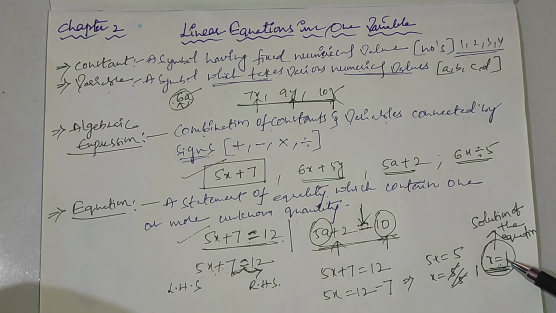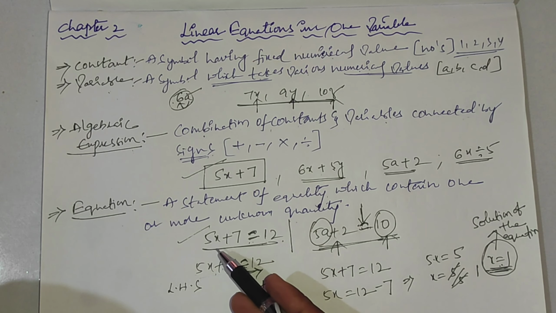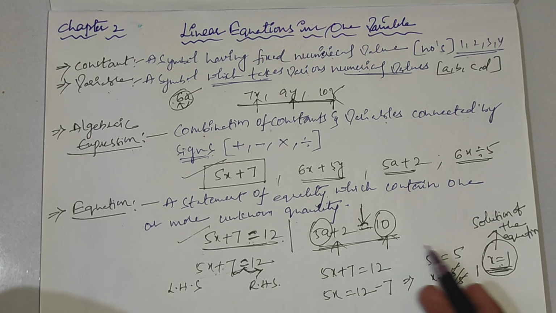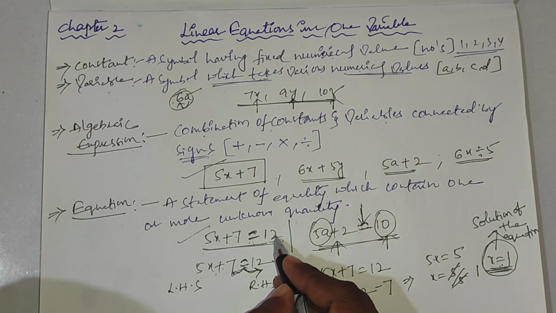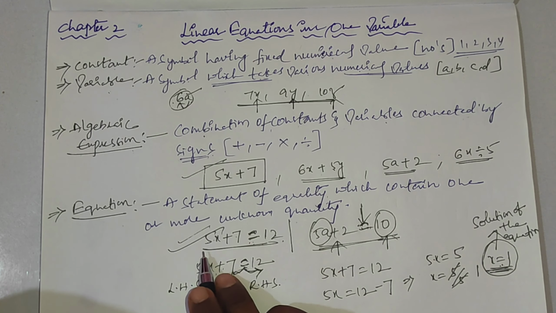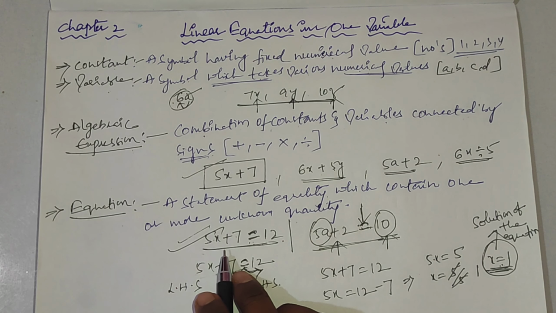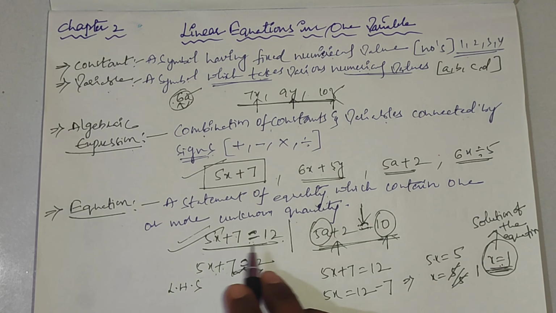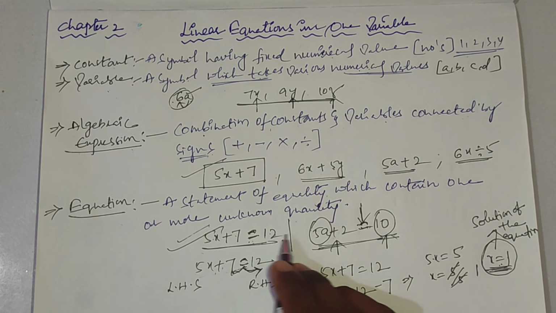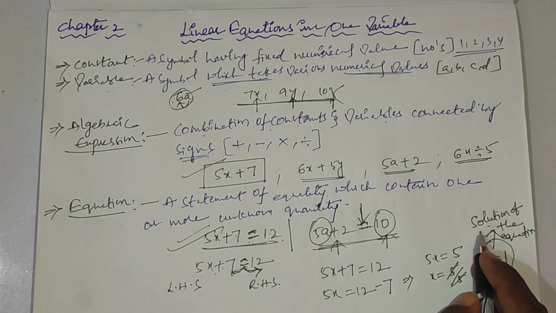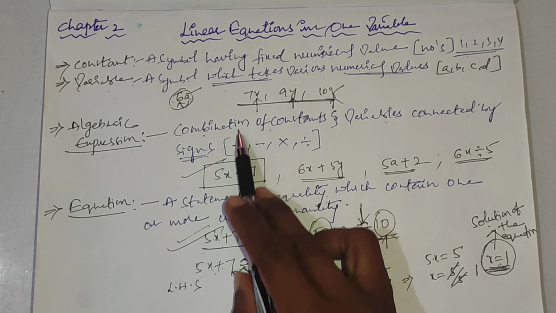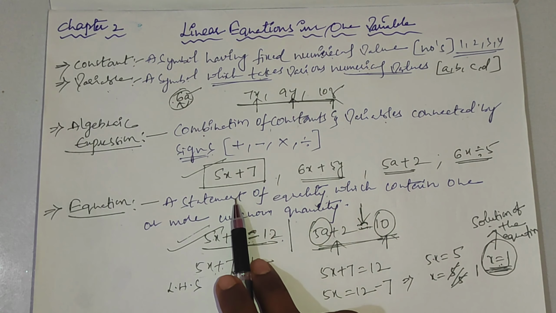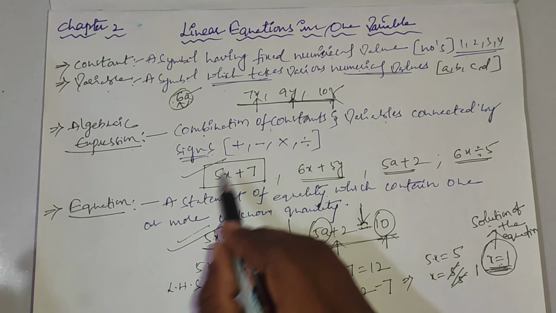If you replace x with 1 here, then LHS and RHS will be equal. Take 1 in the place of x. So 5 ones are 5, 5 plus 7 is equal to 12. Yes, LHS equals RHS. For what value of x we get both LHS and RHS equal, that is called the solution of the equation. Okay, this is about a general topic, nothing but basic concepts of linear equations.